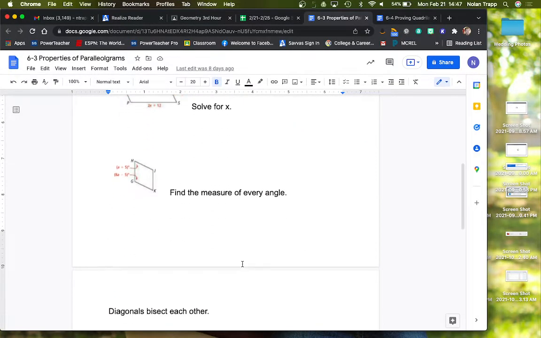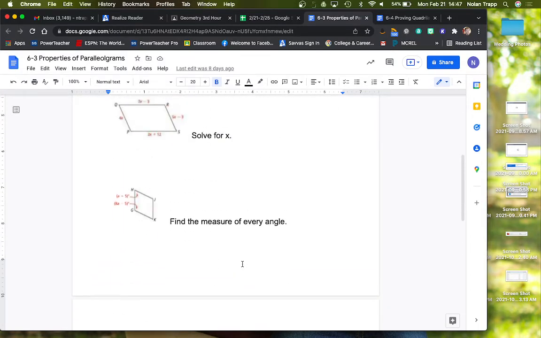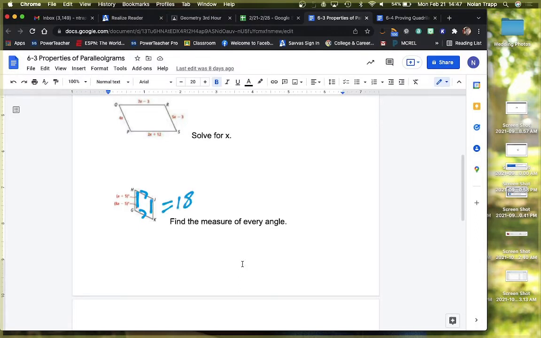The other thing that's true, and I didn't put it on there, I thought I typed it, but I did not, is that by ASA, I know, actually, hold on, this isn't even ASA they're working on here. So since these sides are parallel, consecutive angles have to equal 180 degrees.